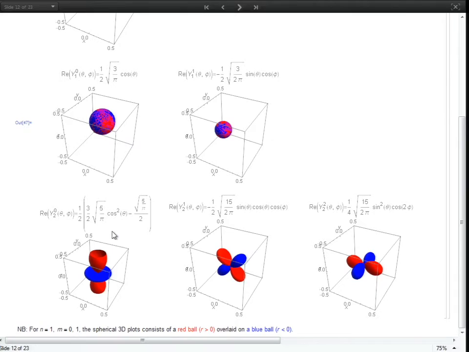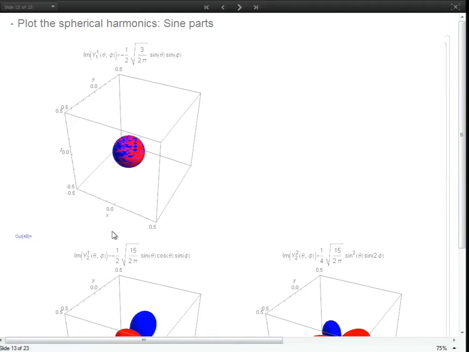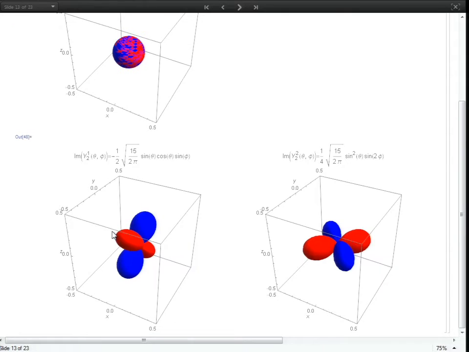This is basically an artifact, namely these are two overlaid spheres. One is blue and one is red, and therefore it looks like this. And here the imaginary part, also with an overlaid sphere, and the corresponding terms of order 2. These or similar functions are also known from quantum mechanics.